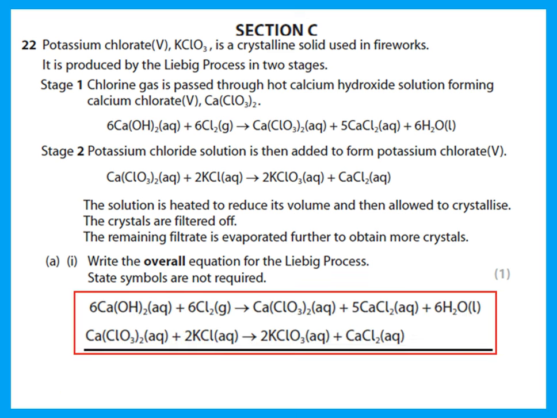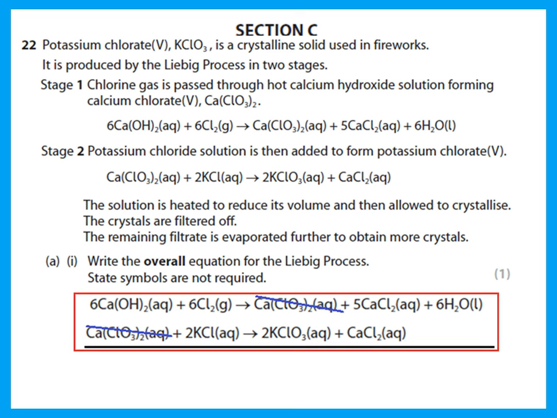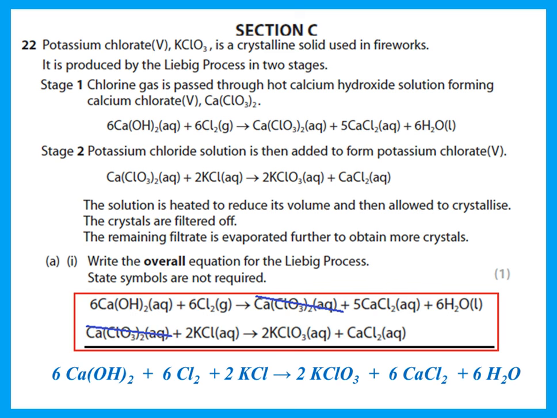So what do we have? These are stage 1 and stage 2. How do we add them to get an overall reaction? Remember, whatever is the same on both sides of the arrow is cancelled. So there is calcium chlorate on both sides of the arrow, that cancels. And then we add up any numbers that we have on the same side.